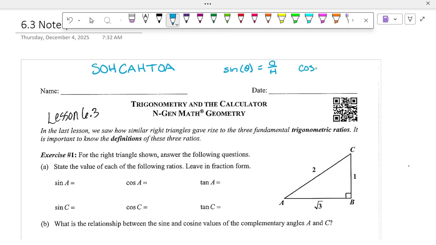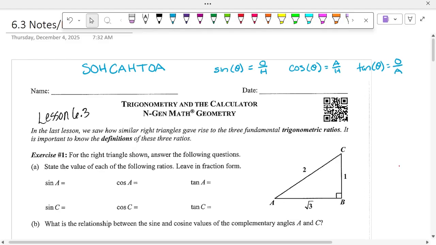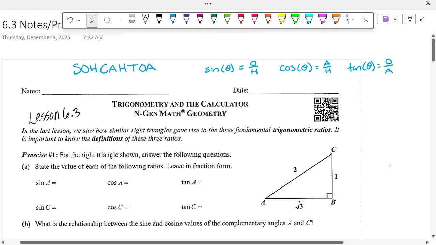Cosine, the CAH part of SOHCAHTOA, of theta is equal to what ratio? Adjacent over hypotenuse. And then tangent, which is the TOA, of theta is what? Opposite over adjacent. All right. So I'll probably jot those down at the top just because we're going to be using those a lot today.